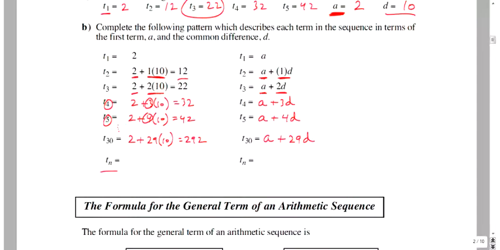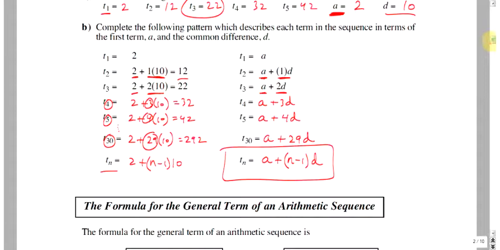This is for any value of n. I don't care what it is. How do I write this in this form? The first one and what's 1 less than 30? 29. What's 1 less than n? There's 1 less than n. Times the common difference here was 10. Okay, so I have a plus n minus 1 times d. That's it. That's the formula.